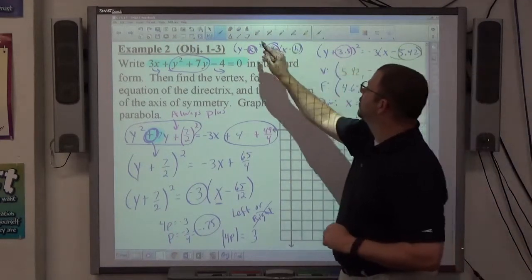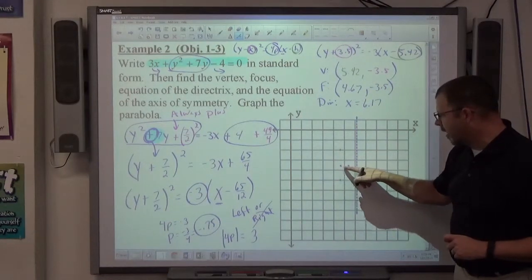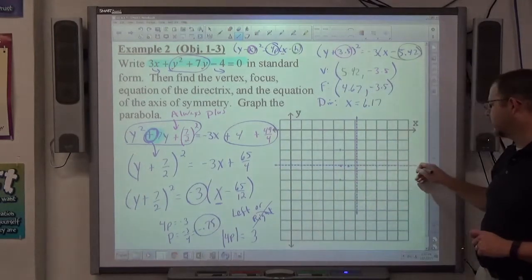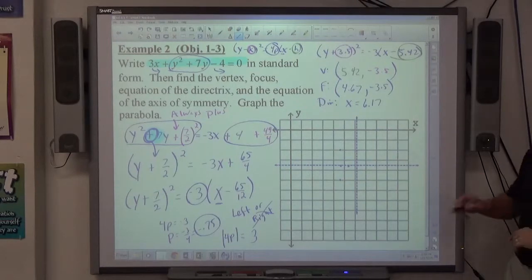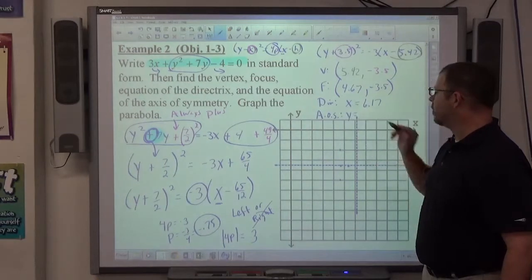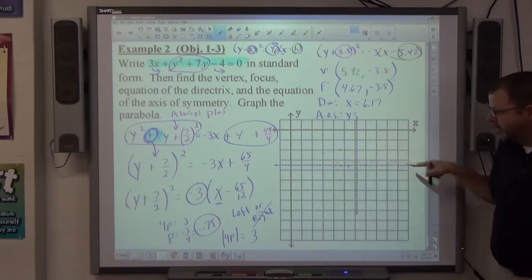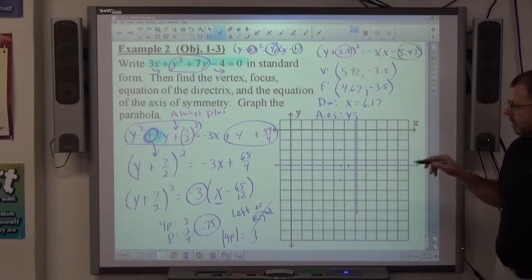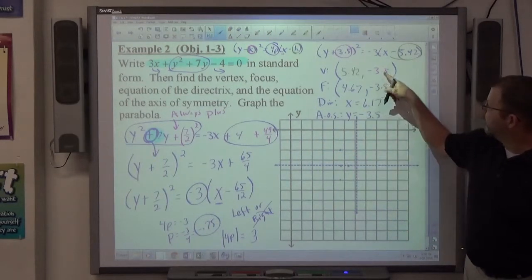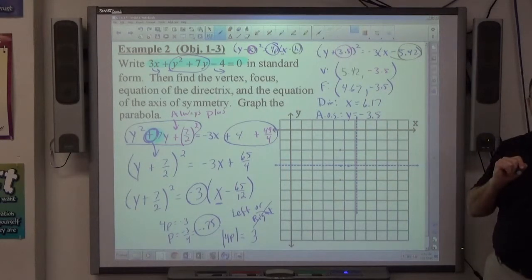Then finally the axis of symmetry, if I'm graphing that, the axis of symmetry goes right through the vertex and the focus and is perpendicular to the directrix. So I just draw a line right there through the vertex and focus. It's a horizontal line. So the axis of symmetry equation in this case is going to be y equals a number. What number does it equal? How high is this line? Negative 3.5, right? It's right where the vertex and the focus share that number, negative 3.5. Y equals that number is the axis of symmetry equation.